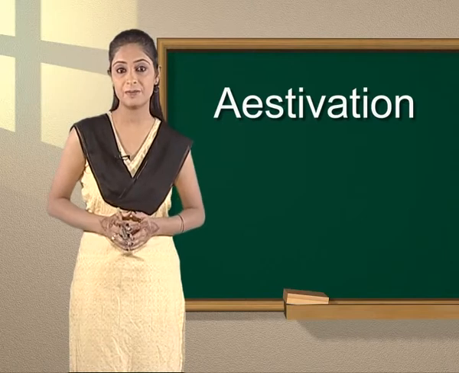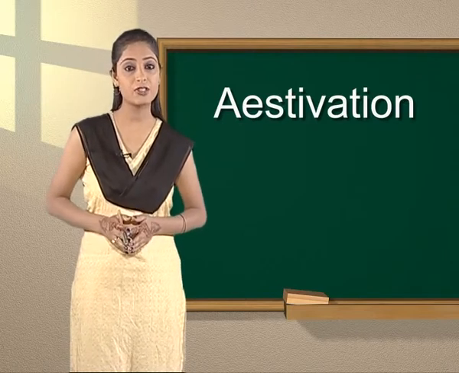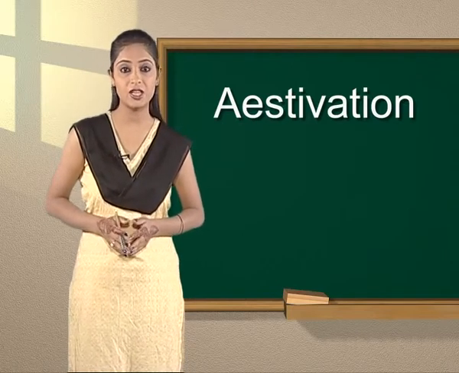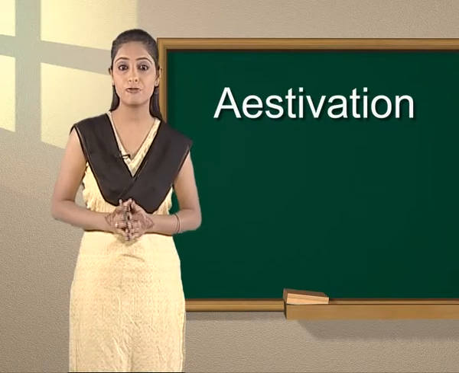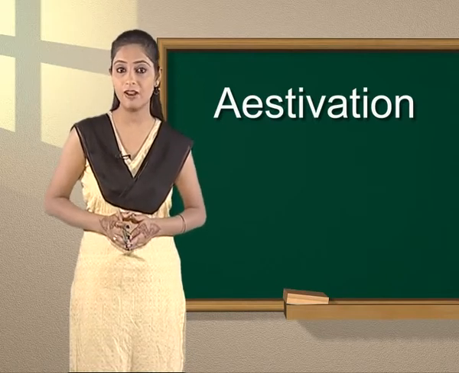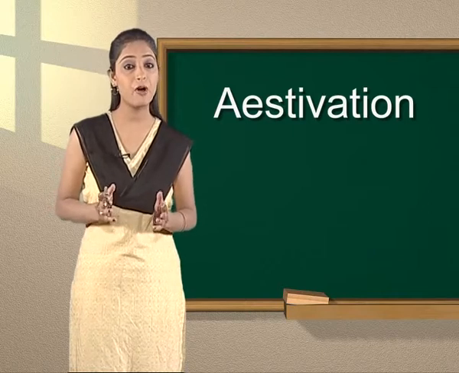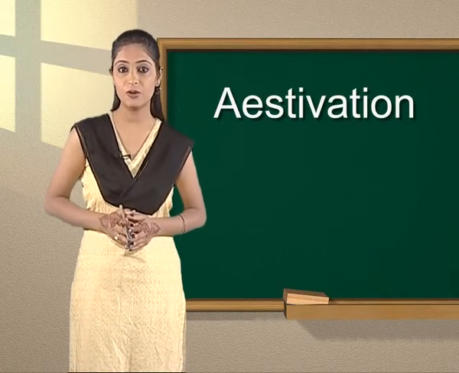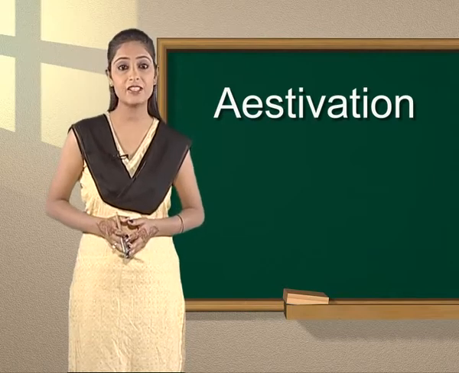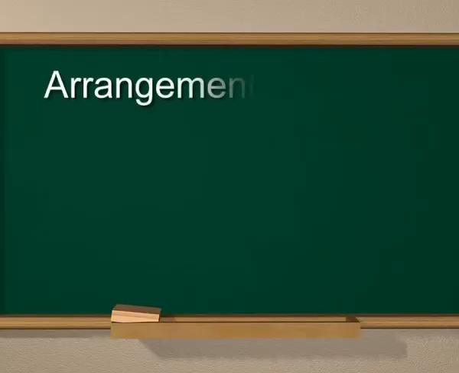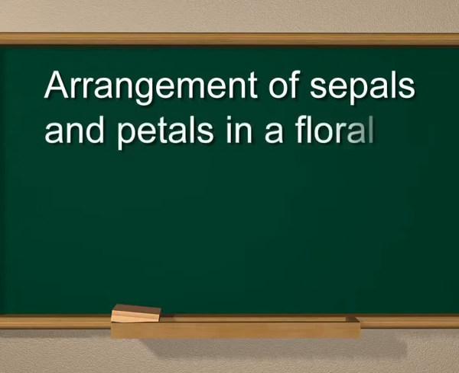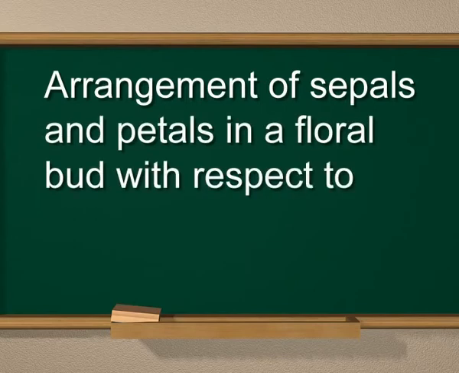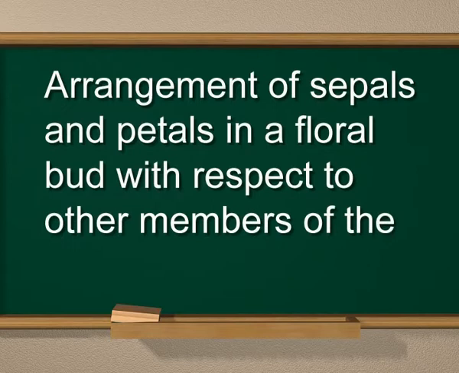Estivation is basically the arrangement of sepals and petals in a bud. The term is used to describe the way in which petals and sepals are folded in the bud of a flower. It is an important feature in plant classification. So, we can define estivation as the arrangement of sepals and petals in a floral bud with respect to other members of the same whorl.